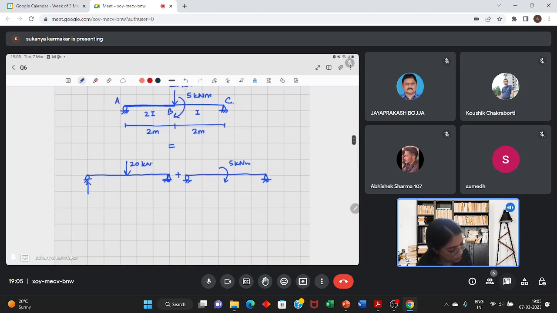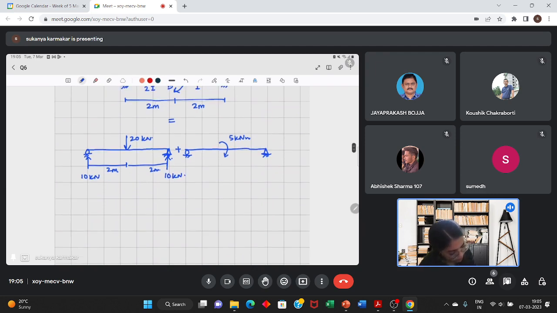This is a symmetrical structure. This length is 2 meter, this length is 2 meter, load 20 kilonewton is acting at the midspan. So this reaction is 10 kilonewton and this reaction is 10 kilonewton. And what will be its bending moment diagram? Its bending moment diagram will look something like this.